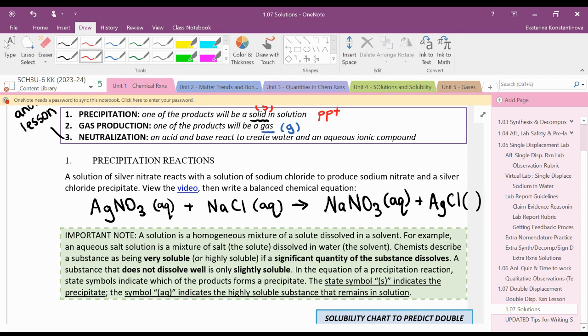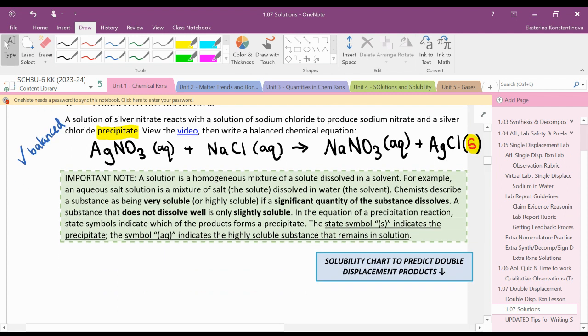As soon as we see precipitate, you have to write the state to be solid. Very important, right? That solid is because it is a precipitate. Then you want to double check, is it balanced? And yes, we are balanced for this equation. Something very important to note.